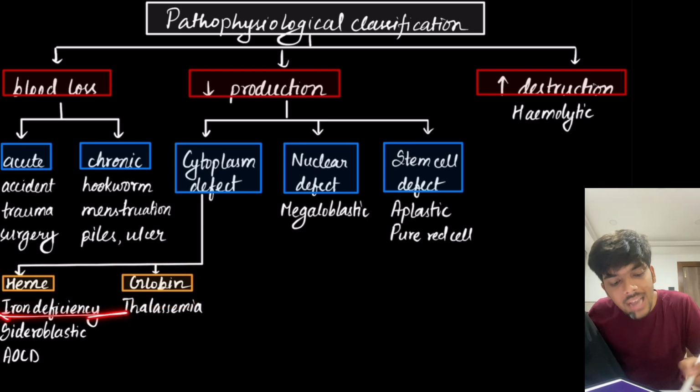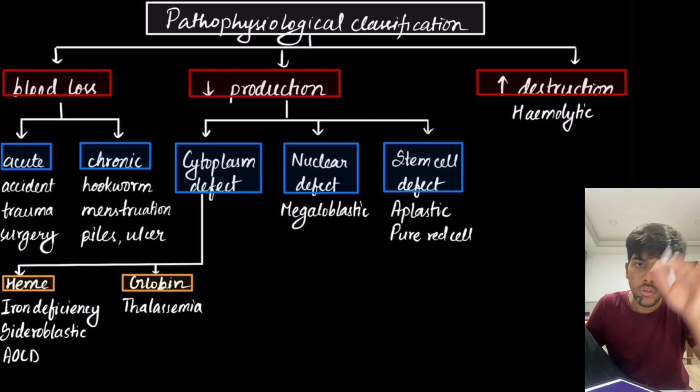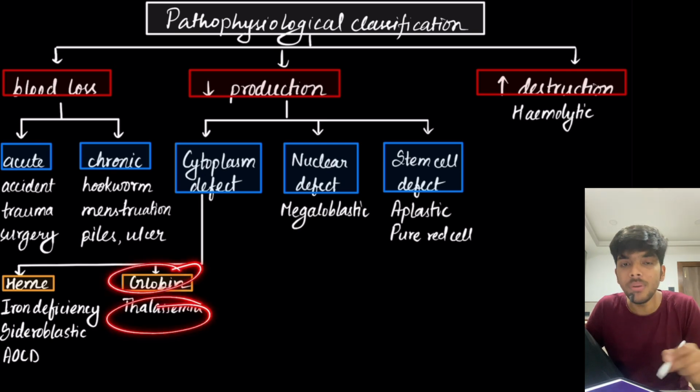In iron deficiency anemia, there is low iron. Due to low iron, heme production is low because heme is composed of iron. So there is a heme defect. In sideroblastic anemia, iron is sufficient, but the enzyme required for iron to be utilized for the formation of hemoglobin is low. So with low enzyme, hemoglobin is not formed. In thalassemia, a globin defect is there.